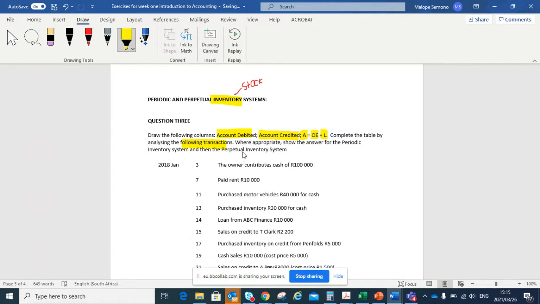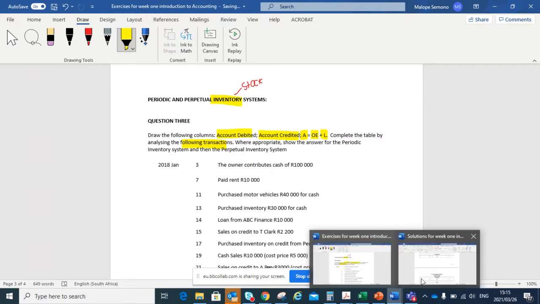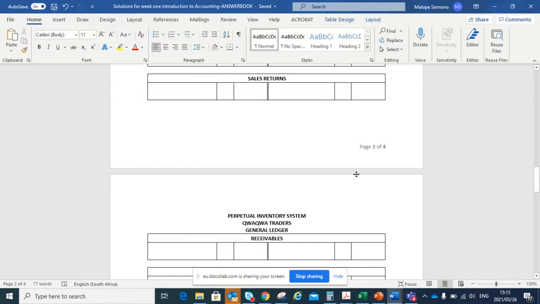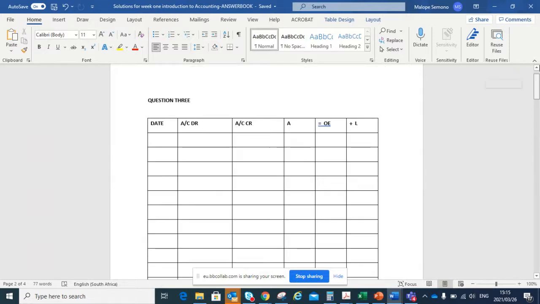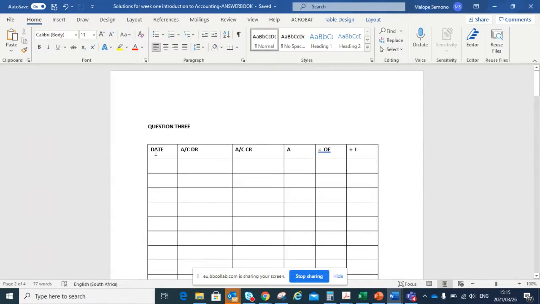Don't worry, I'm going to show you that. Can you see now? So this is what I did. I opened this, so I have the formats here. This is what they want. This is the date, account debited. I just abbreviated here. Account credited. This is the asset. That's the abbreviation. If you see a capital A, just know that it's an asset. OE is the owner's equity. And L is the liability.